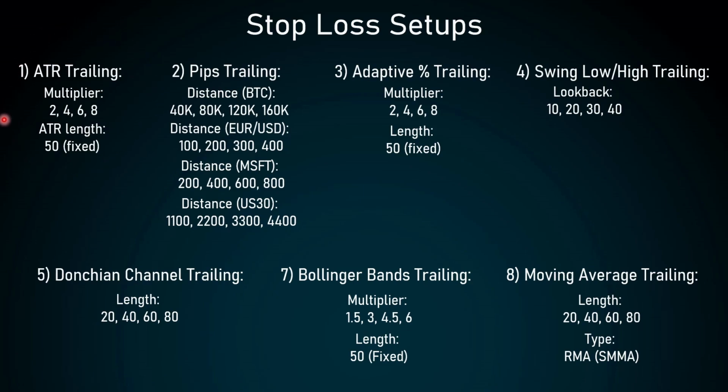Just quickly go over one option. For the ATR trading stop loss, I will test a multiplier of 2, 4, 6 and 8 randomly, and the ATR length will be set at a fixed level. For example, on the swing low swing high trading, I will test the 10 candle look back, the 20 candle look back, the 30 candle look back, and the 40 candle look back. And so on and so on.